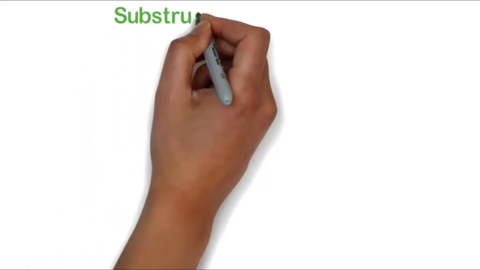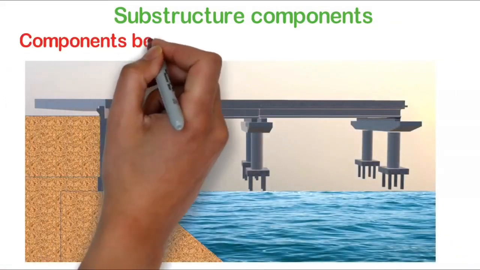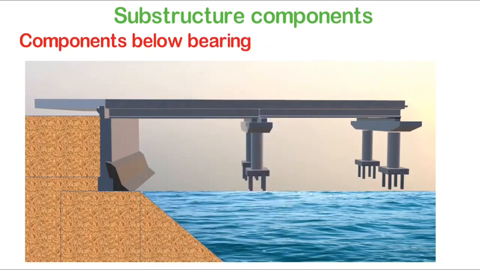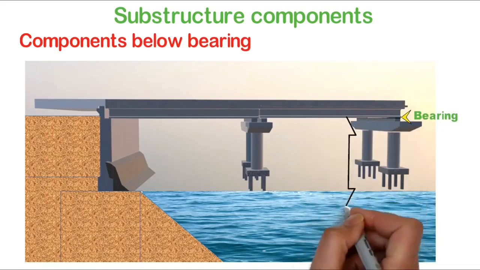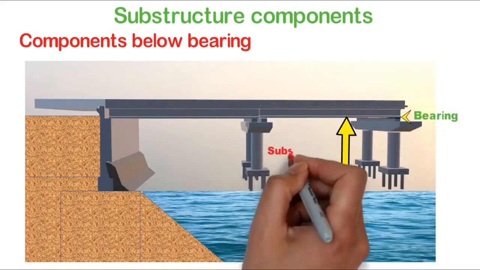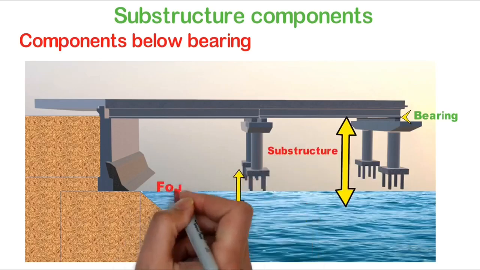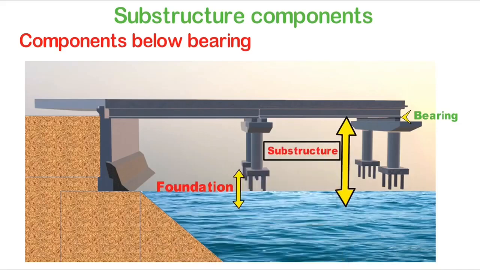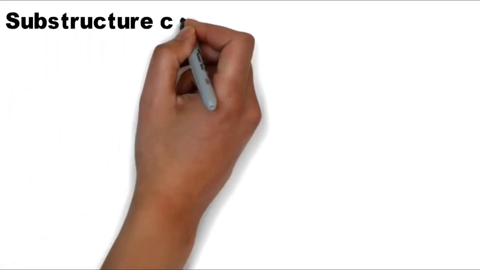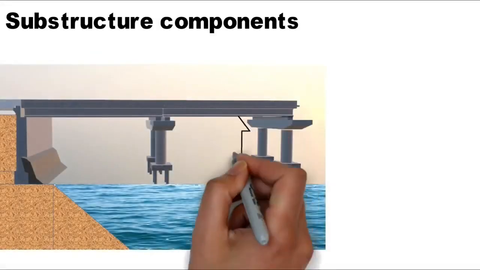First, we'll have a discussion about the substructure components. This is a typical cross section of a bridge, and this is the bearing. The components below the bearing are the substructure components, and the foundation is also a part of the substructure components.